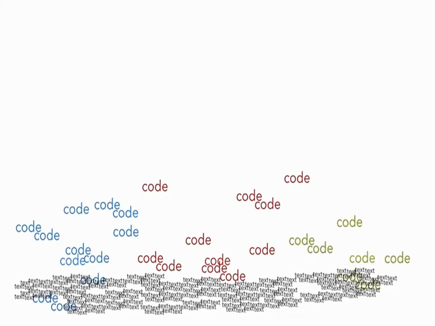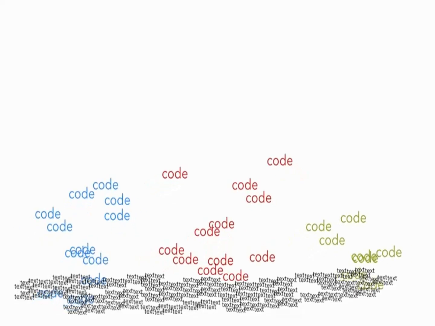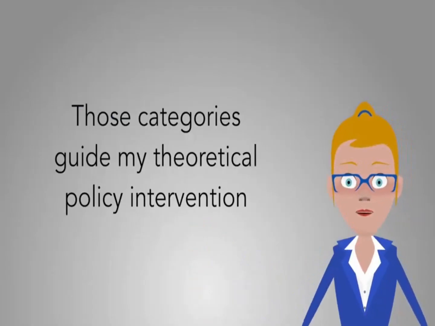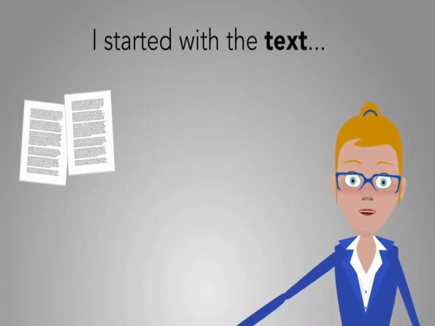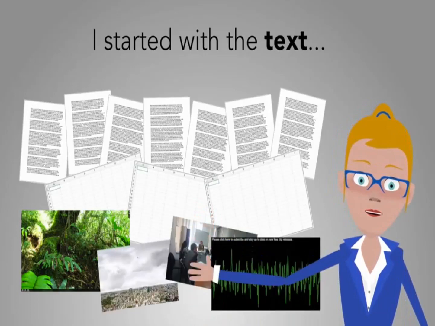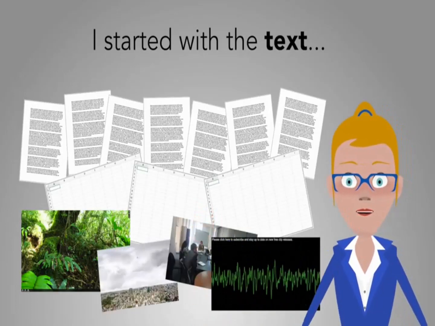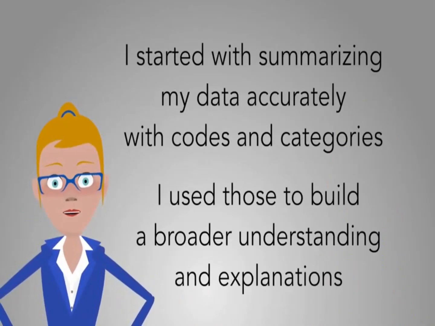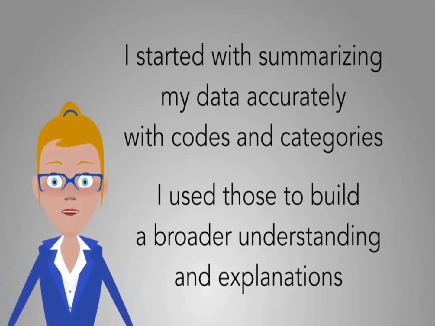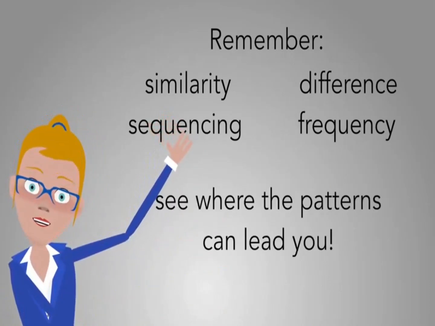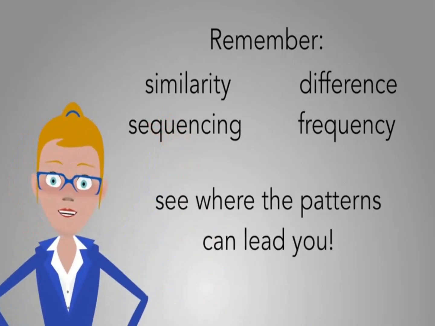So you're moving from codes, which are textual level or smaller level pieces of information, to categories where they fit into one another. And then from those categories, you're developing an idea of, here's a theoretical intervention I want to make. Given my text, here are the understandings that I have, the explanations I have of a particular phenomenon, or given these visual representations of a particular phenomenon, here are my explanations. I've moved from thorough coding at the textual level to broader understandings and explanations of what's going on. Thinking always with similarity, difference, sequencing, and frequency. Those tend to be some of the key ways of thinking about how codes and categories relate to one another.